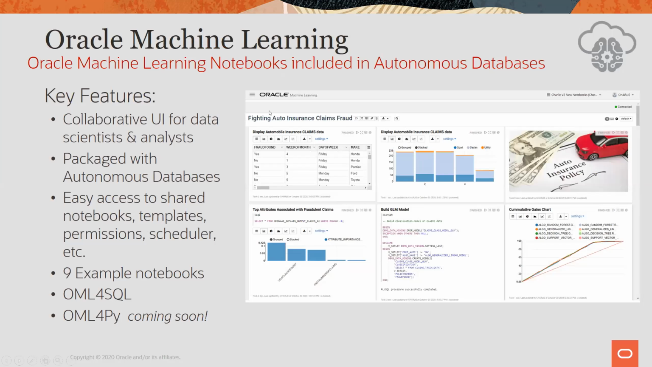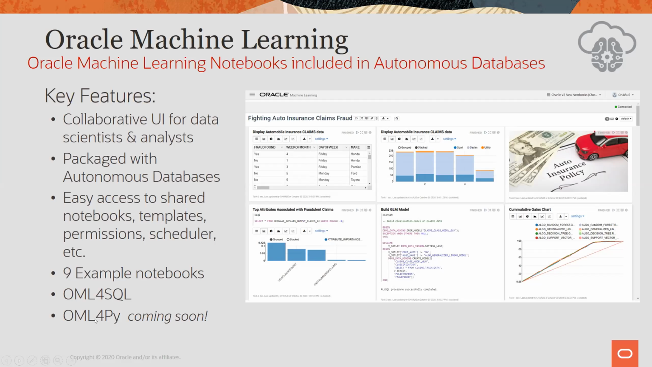You can see that we're showing this auto insurance claims fraud notebook that we have over here. And it's a collaborative user interface. So Do-Hoon and I have been building these models in the notebook. He does some work, I do some work. We update it. It's a shared environment. And it comes packaged with the Autonomous Database. I'll show you that in a second. We have 9 example notebooks. We took the anomaly detection notebook and modified it a little bit and pointed it at our own data and so on.